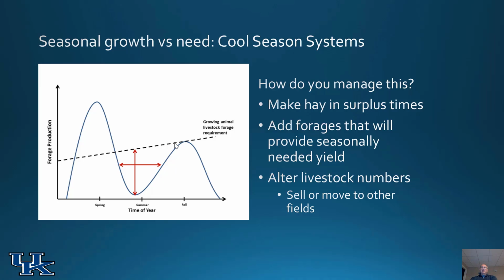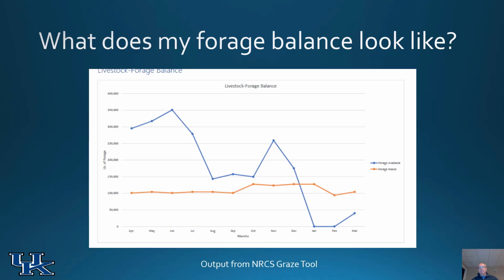Another method that is not quite as practical, but it's certainly something you would want to consider, is to alter livestock numbers by either selling or moving to other fields. In other words, change your numbers so you've got fewer of them, or add acres so that you've got more land, forage to utilize.